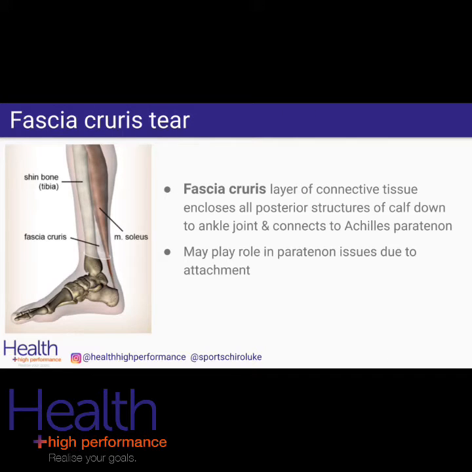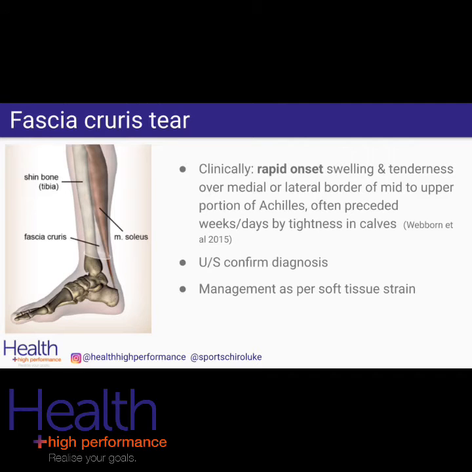Next up, we have a fascia cruris tear, and the fascia cruris is a layer of connective tissue that basically wraps around the structures of the calf and attaches down to the ankle joint, and also attaches into the Achilles paratenon and may have an involvement in paratenon issues. Clinically, we tend to see a rapid onset of swelling and tenderness felt over the inside or the outside part of the Achilles tendon, and this is often preceded by days or weeks of tightness felt in the calves. We use ultrasound to confirm this diagnosis, and management is like we would do for a normal soft tissue injury.